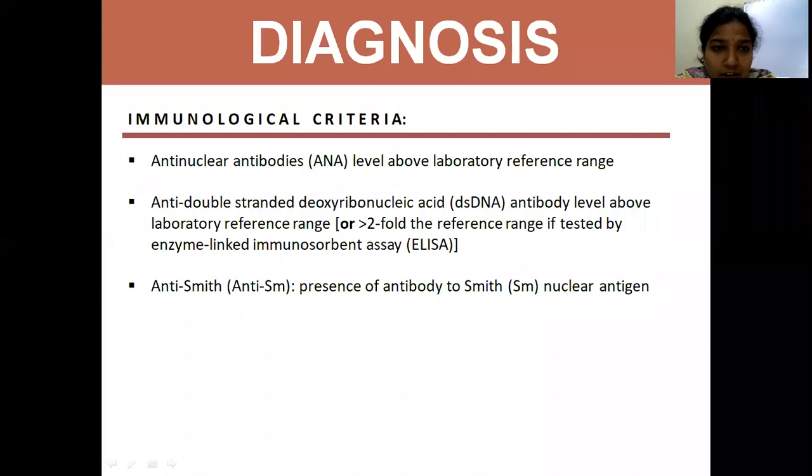So, immunological criteria: anti-nuclear antibodies level above laboratory reference range; anti-double-stranded DNA antibody level above laboratory reference range, or more than 2-fold of the reference range if tested by ELISA. Anti-Smith, that is, antibody to Smith nuclear antigen present.